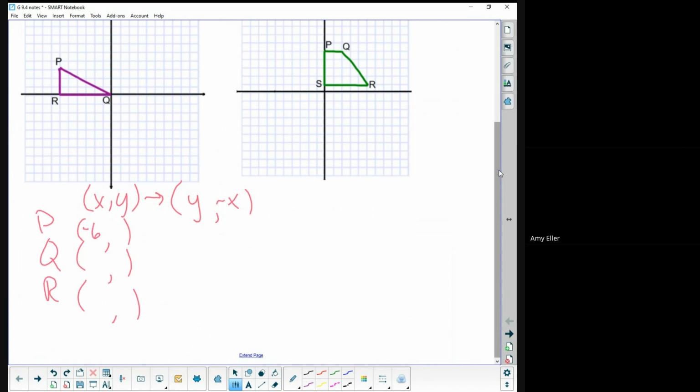P is negative 6, 3. Q is 0, 0. R, negative 6, 0.